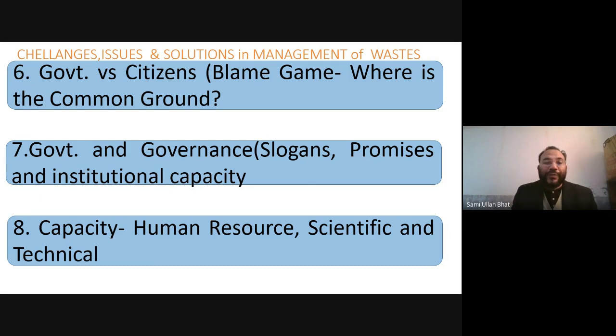Government and governance: slogans, promises, and institutional capacity. There are so many slogans, for example the Swachh Bharat promises, but what we need to ask is whether we have the institutional capacity to match them, and we need to enhance it. For example, had there been many centers, especially waste management centers here, they could give a boost to offering new innovative ideas on how best we can manage waste. Capacity, human resource, and scientific technical, as I talked about.